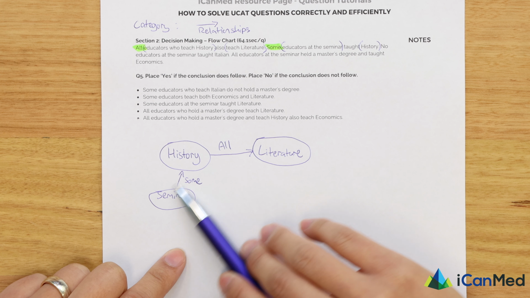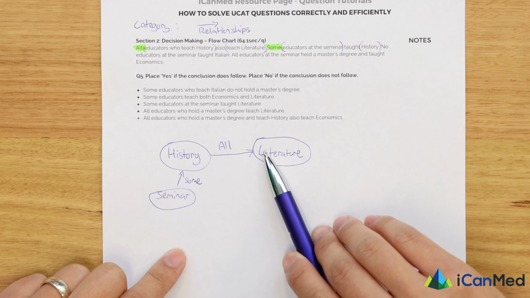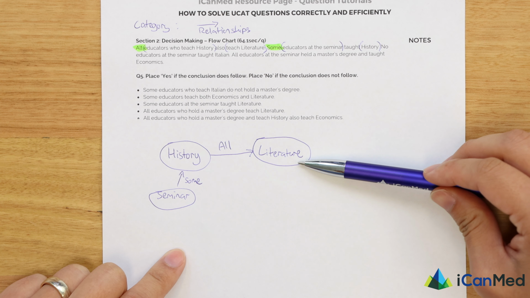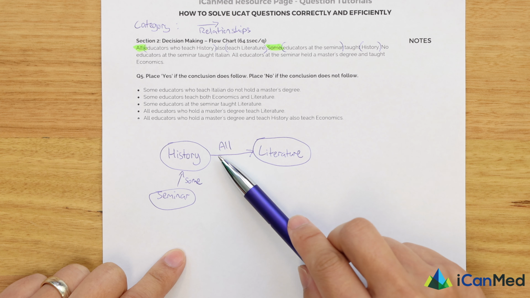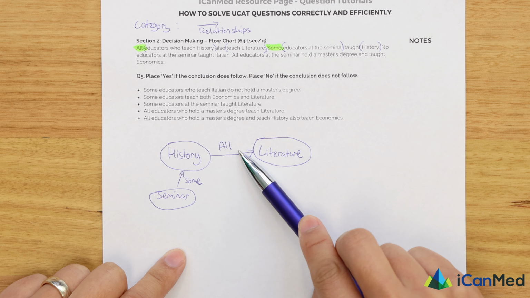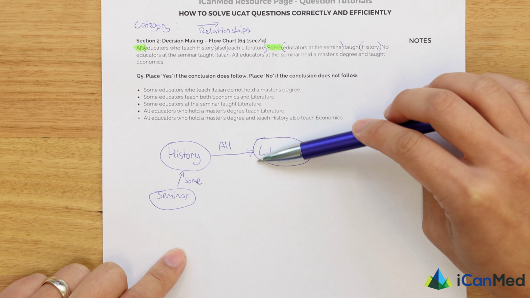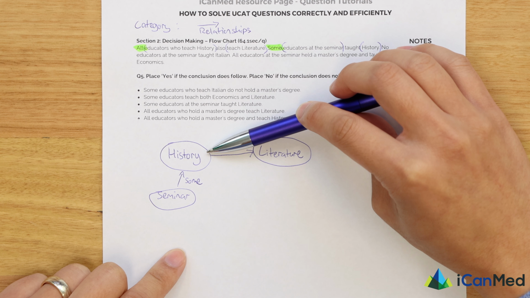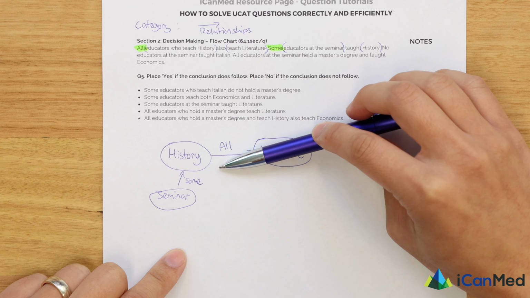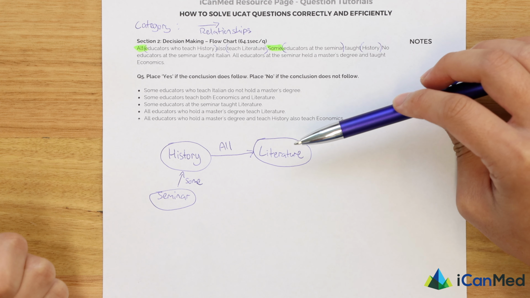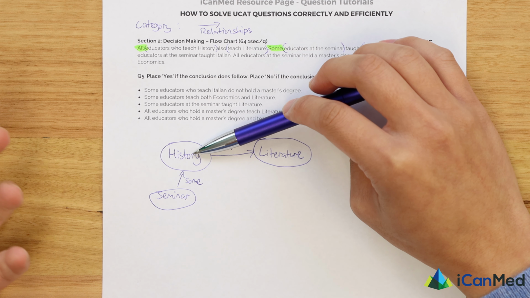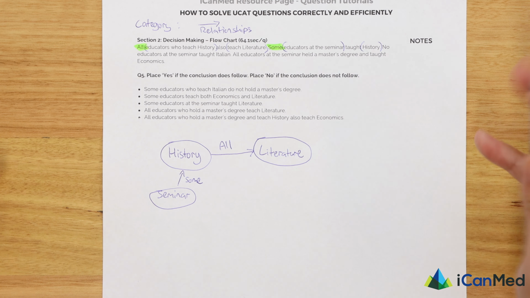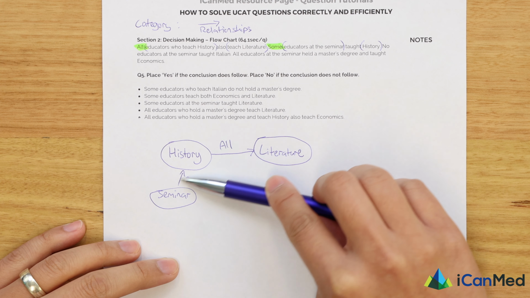Now be very careful because the flowchart is flowing in a single direction. You can't say it flows in a reverse direction. For example, all people who teach history also teach literature. You cannot say all people who teach literature will also teach history. It doesn't work the other way around because it's possible that only some of the literature people are teaching history, but all history people are teaching literature. So you have to be very careful of the reverse relationship when you're going against the arrow.